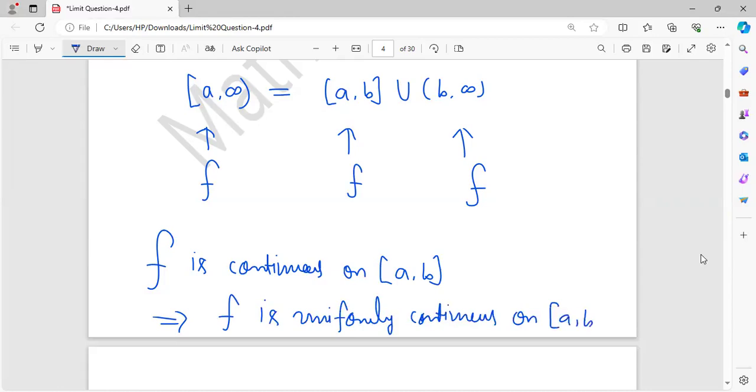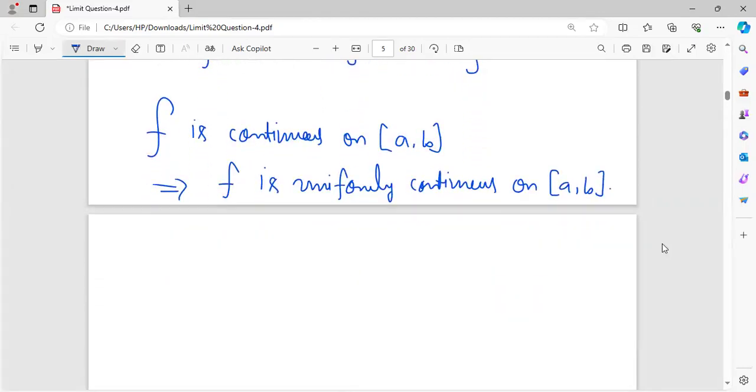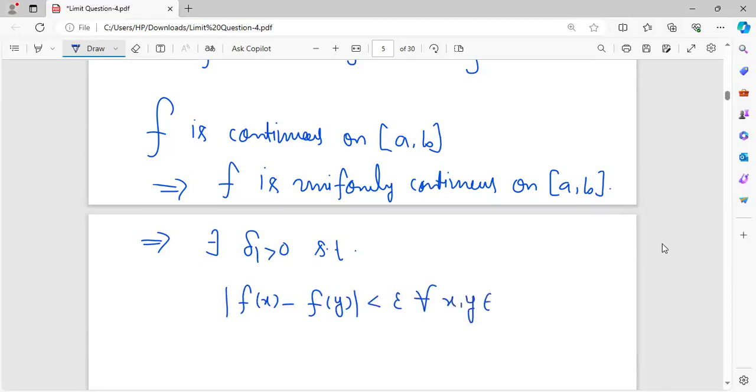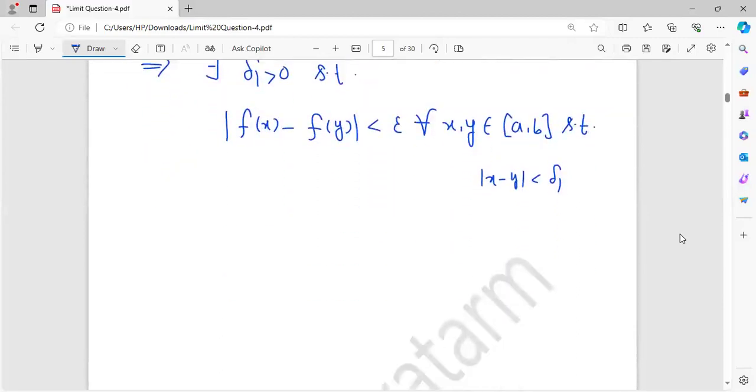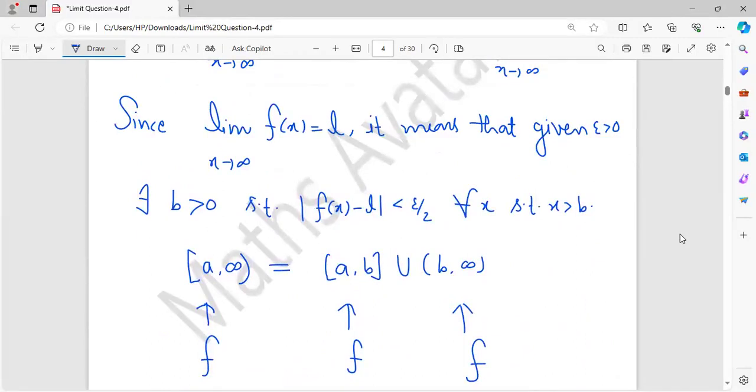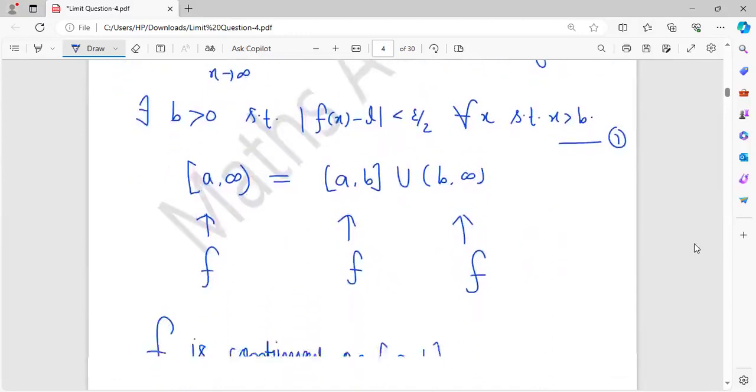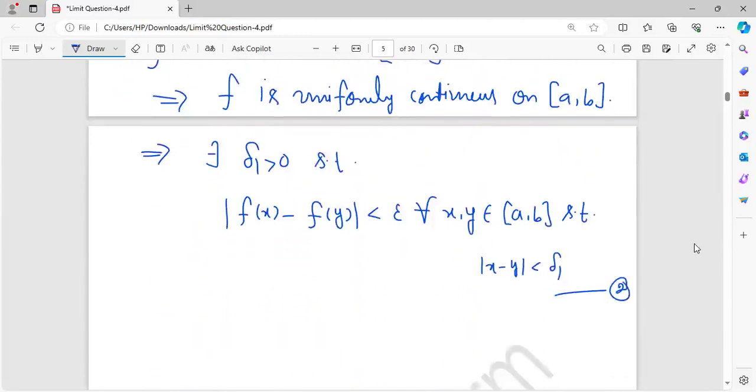on [a, b], because in the last class we studied the result: if a function is continuous on a closed and bounded interval, then f is uniformly continuous on that interval. So what does it mean? Now f is uniformly continuous on [a, b]. This implies there exists delta 1 greater than 0 such that |f(x) - f(y)| is less than epsilon for all x, y belonging to [a, b] such that |x - y| is less than delta 1. I am calling this equation number 1, and what we got earlier is equation number 2. Later we will use these two equations.